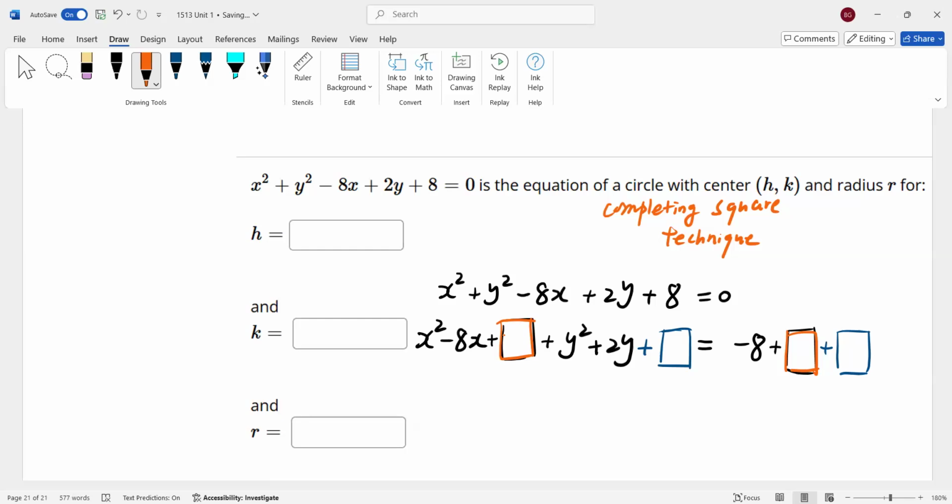Then what number is going to go inside the red box? The number is going to be the square. Write it down, please: the square of half of the coefficient of x. The number we are going to put in the red box is the square of half of the coefficient of x. It's good if you remember it.